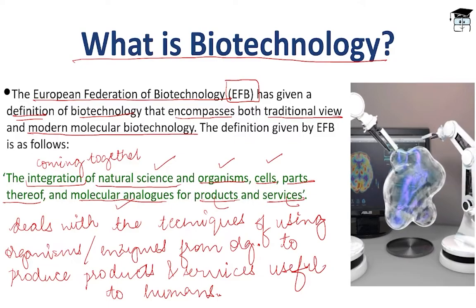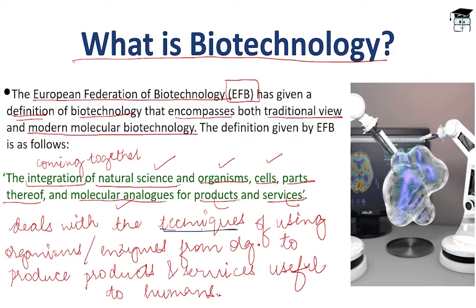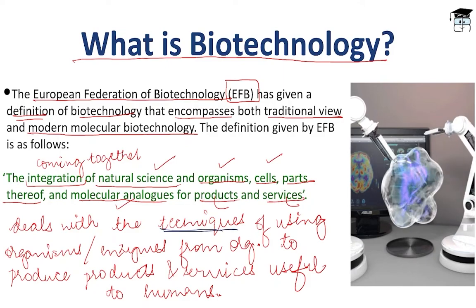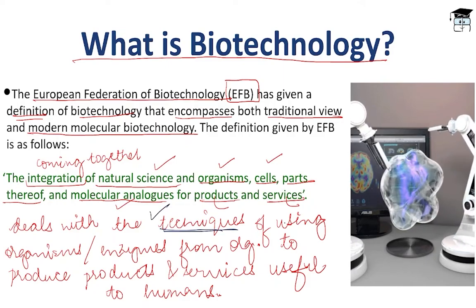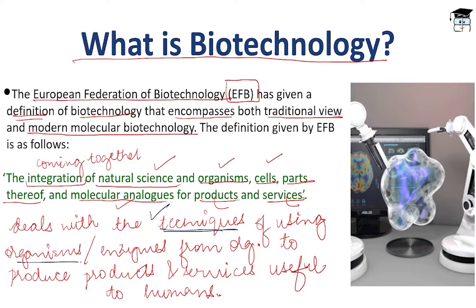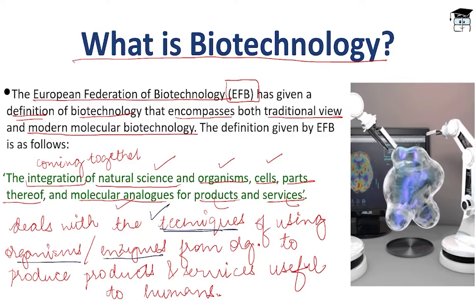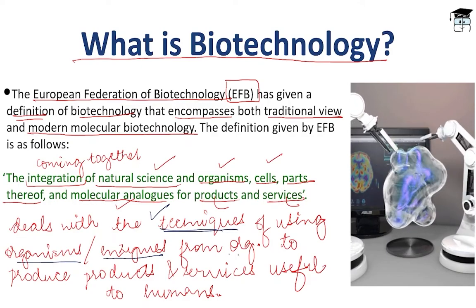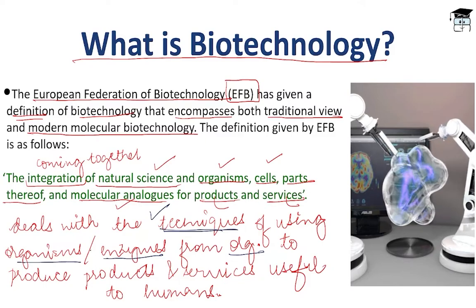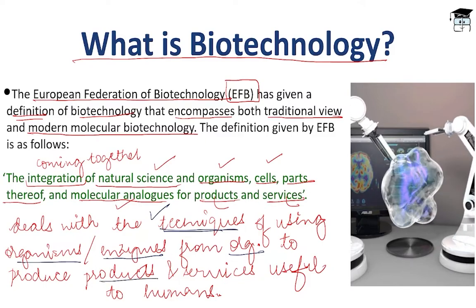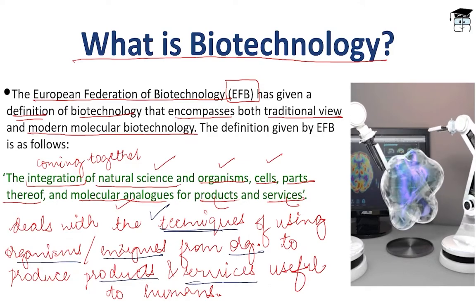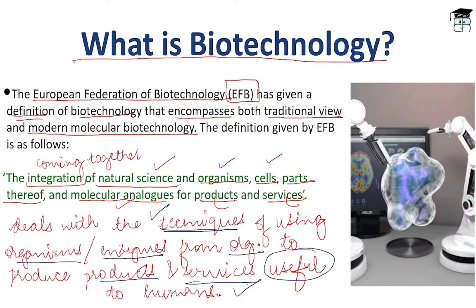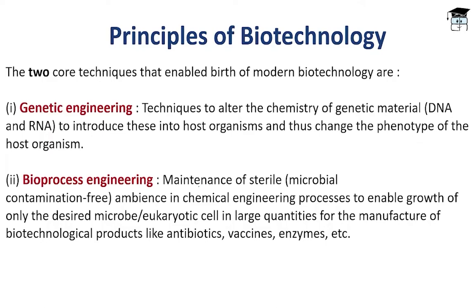Students, biotechnology deals with the techniques. Major keyword. It deals with the techniques of what? Of using organisms or enzymes. We are using organisms and enzymes that are extracted from organisms. For what purpose? To produce products and services that are useful to humans. Clear? Alright students, now that we are clear with the definition of biotechnology, let us understand the principles of biotechnology.